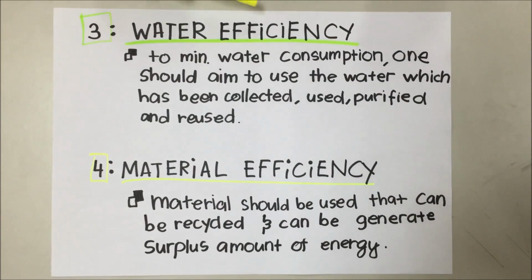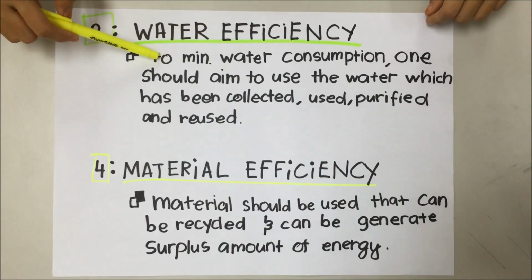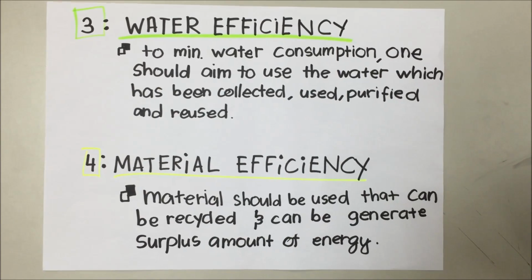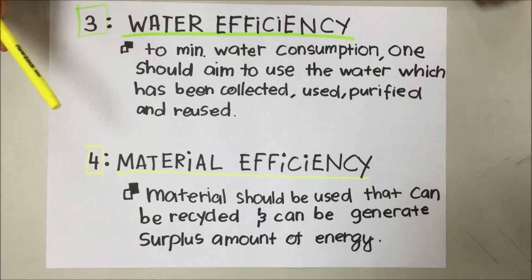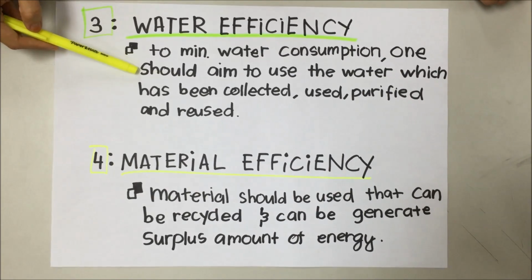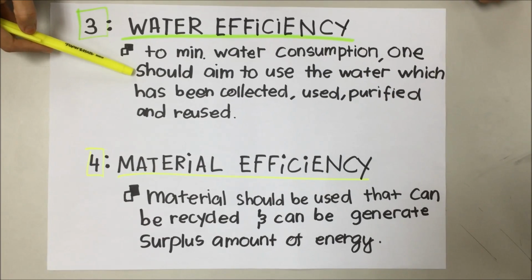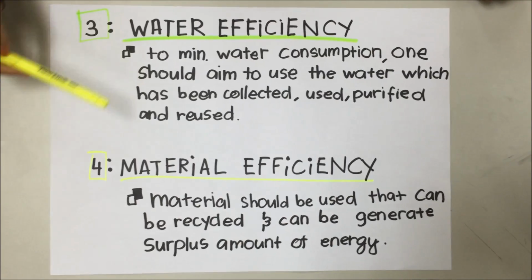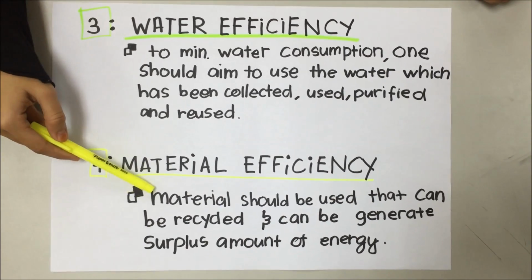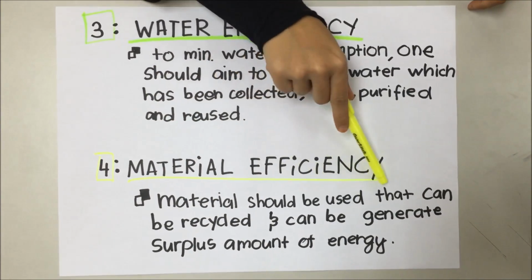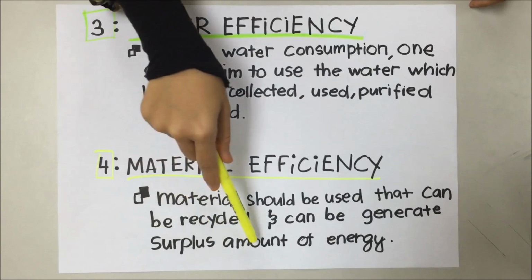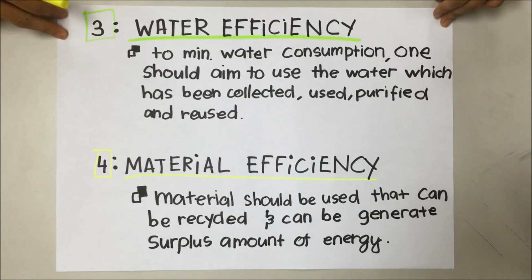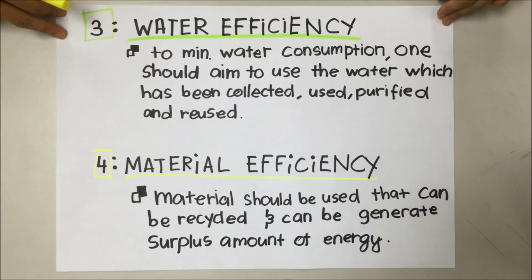Third is water efficiency. To minimize water consumption, one should aim to use water which has been collected, used, purified, and reused. Preserve the existing natural water cycle and design site and building improvement. Fourth is material efficiency. Materials should be used that can be recycled and can generate a surplus amount of energy. An example is solar power panels, which not only provide lighting but are also a useful energy source.